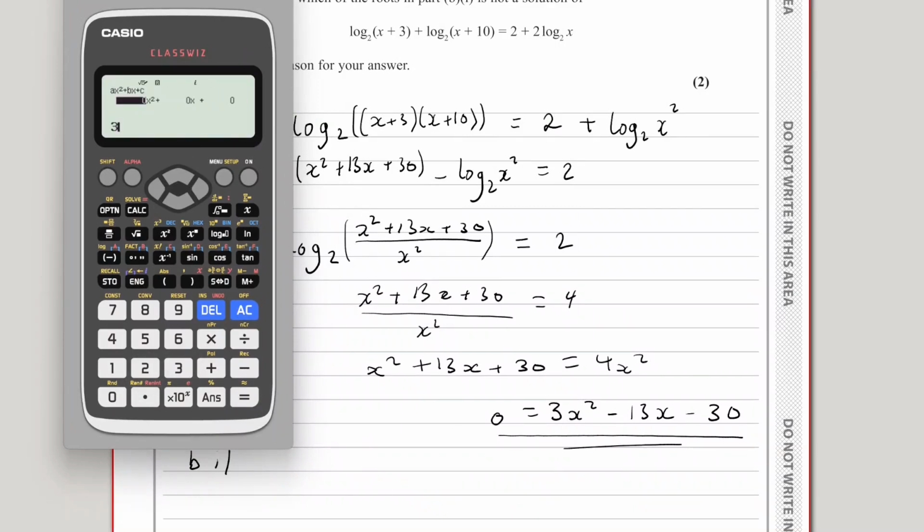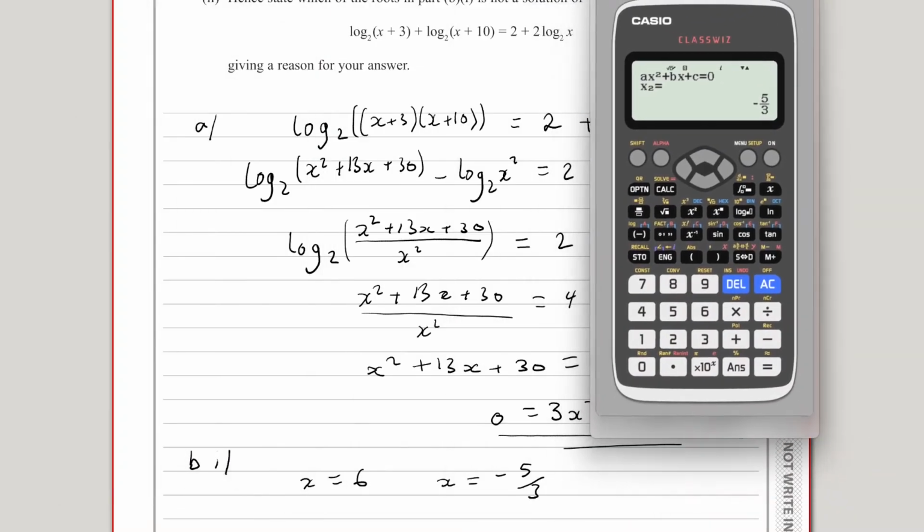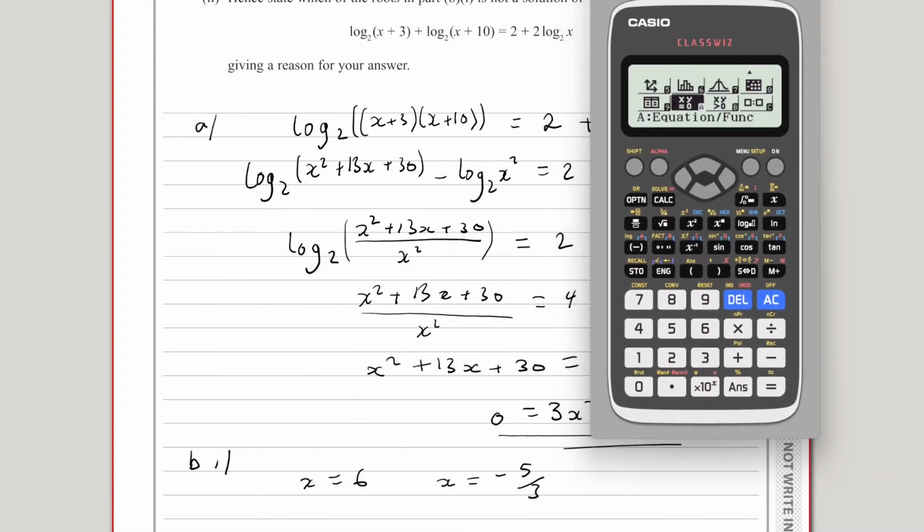So we've got 3x squared minus 13x is minus 30. So we've got 6 and minus 5 over 3. So which is not a solution? If I try to type into the calculator log base 2 of minus 5 thirds, that gets an error. So the right side of the equation is 2 plus 2 log 2 of 5 thirds, which doesn't work.